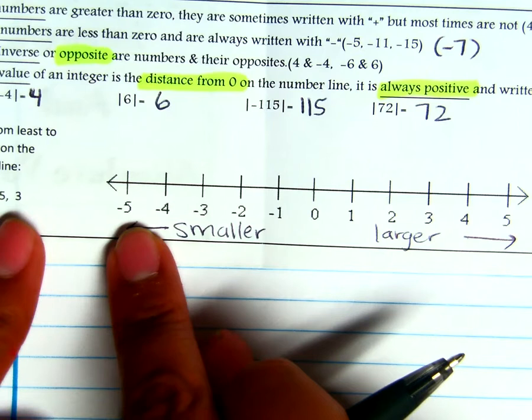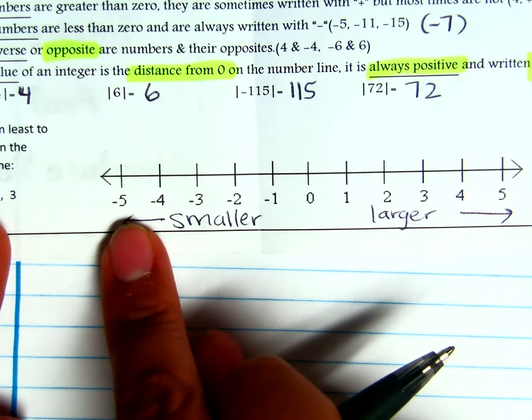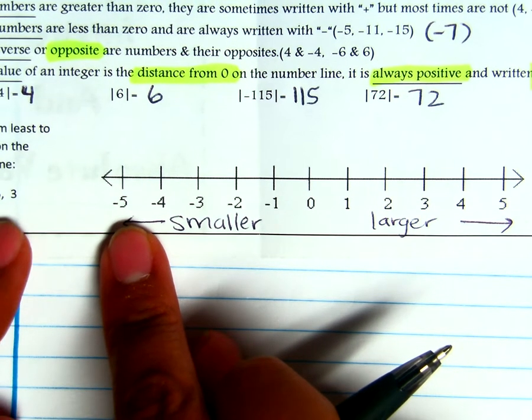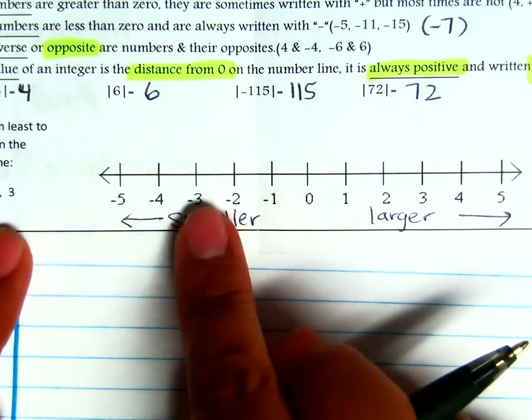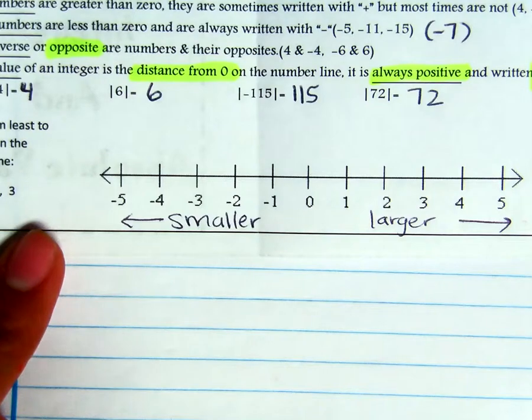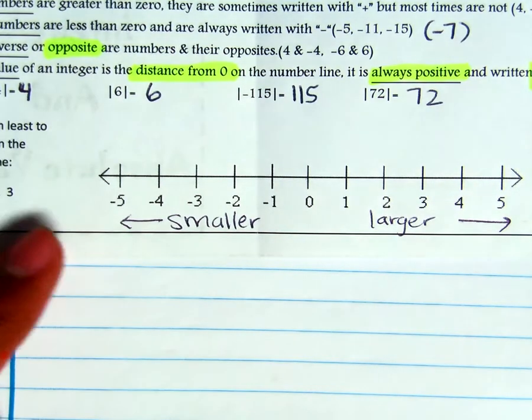Which number would be the largest here then? 4. 4, good. And then 0 is kind of in the middle, right? So that's all you guys really need to know. They get smaller as you go down, larger as you go up.